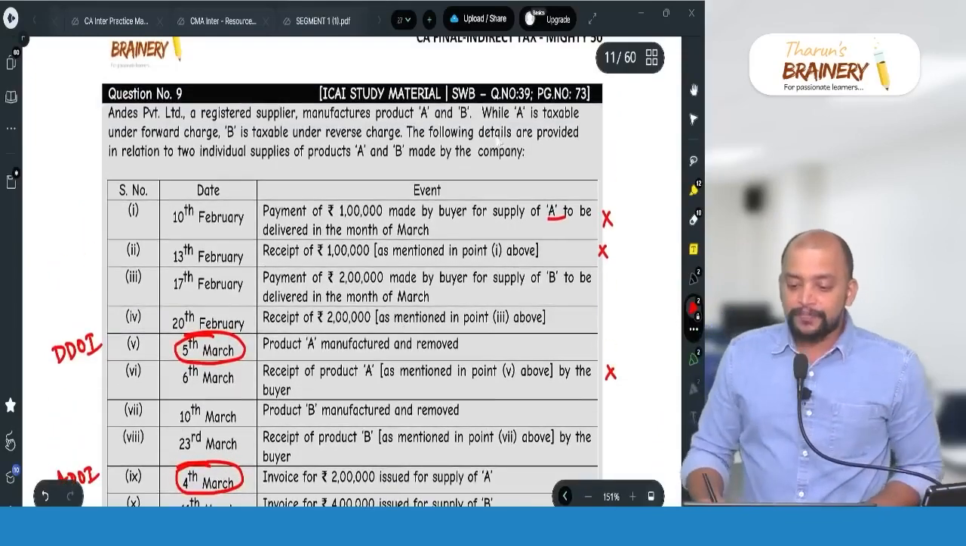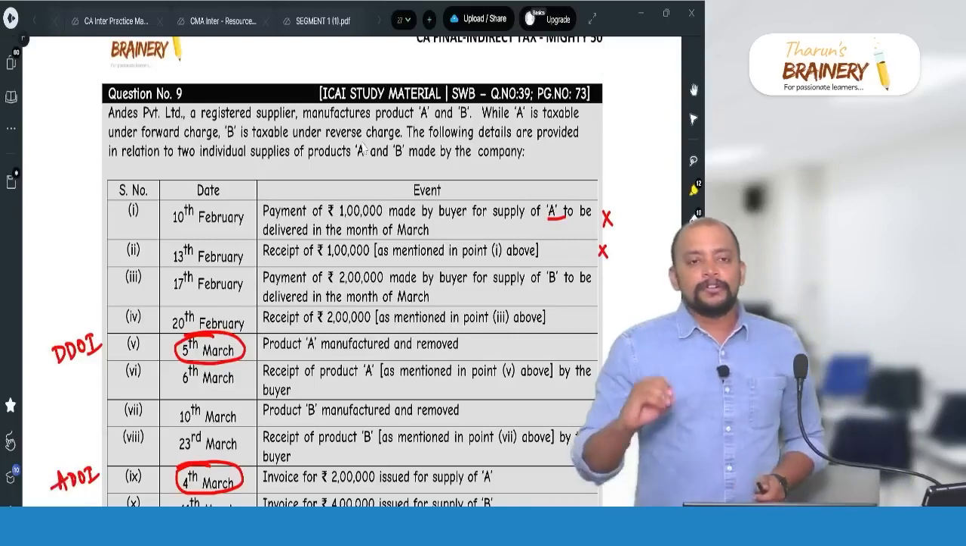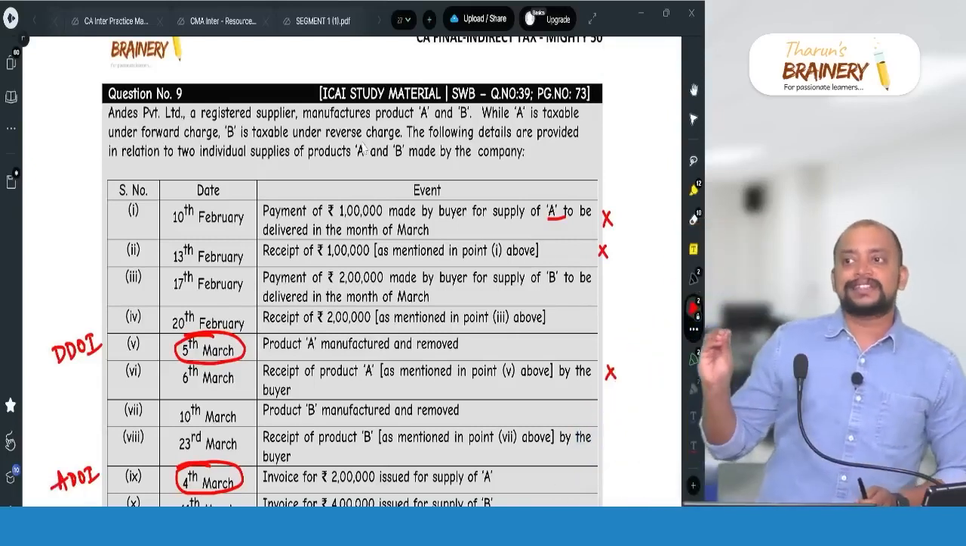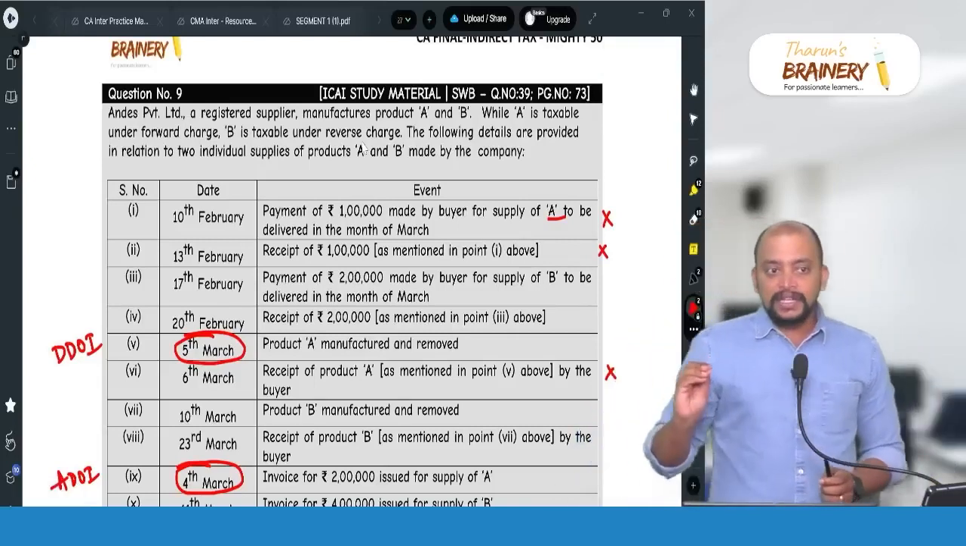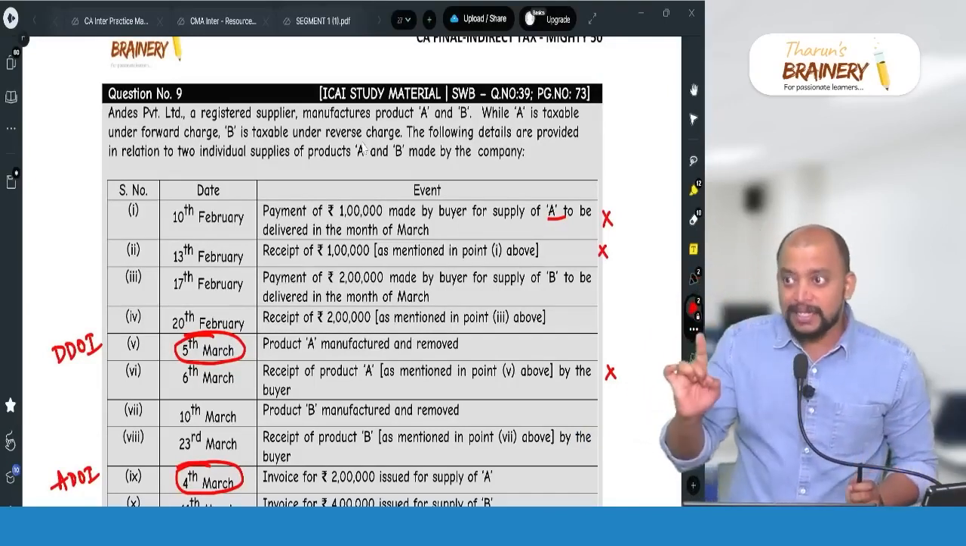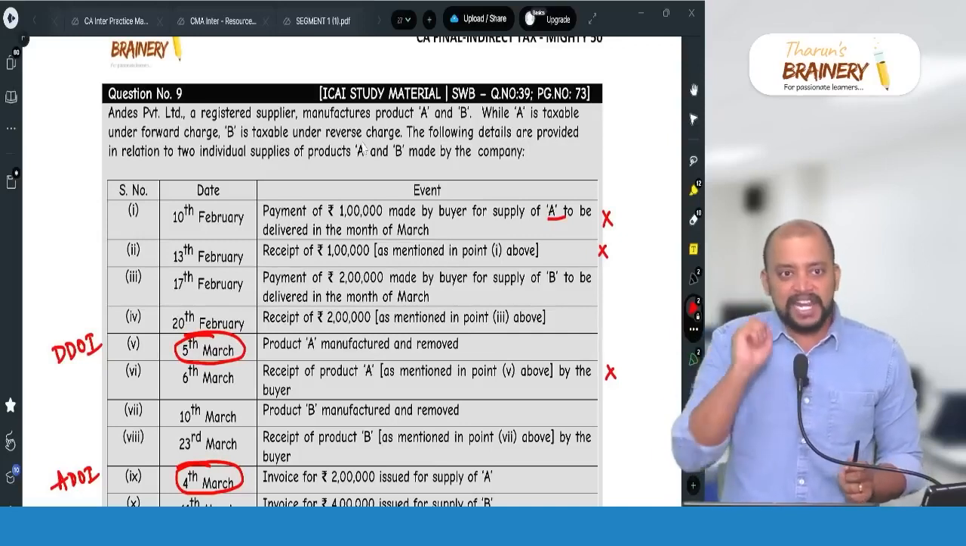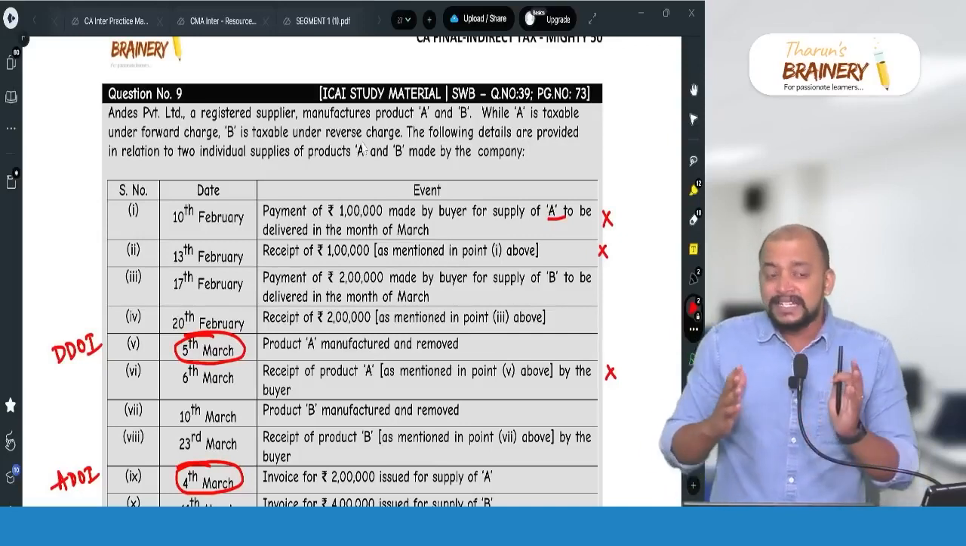Product B is what? While B is taxable under reverse charge. Now for B, RCM, goods RCM 12 subsection 3. We need to take date on which goods are received by the recipient, date on which recipient has made payment to supplier, or 31st day from the date of invoice, whichever is earlier.